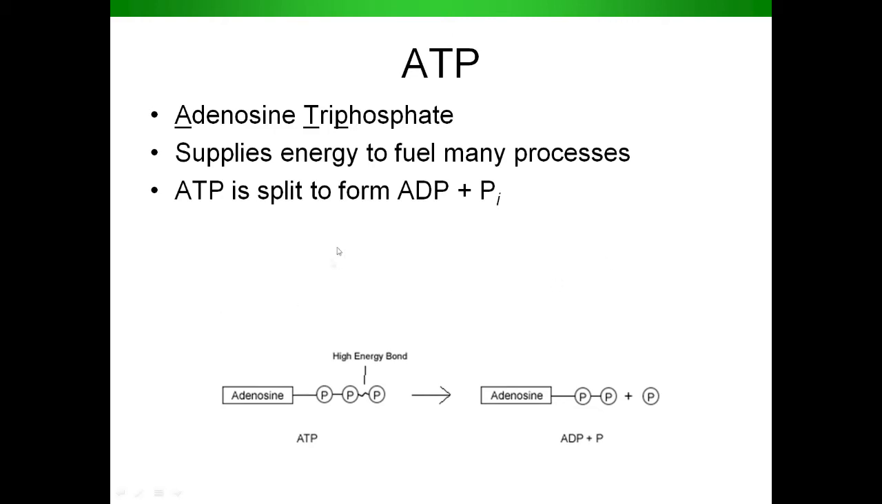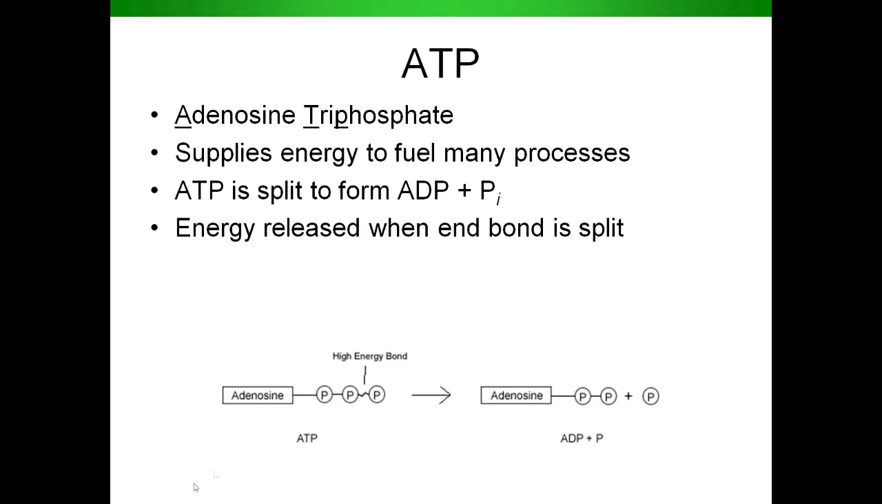Okay. Now, the reason we split ATP into ADP and the phosphate, and by the way, ADP stands for adenosine diphosphate, the reason we do this is because there's a lot of energy in this end bond right here. Okay. And so when we break that bond, we release that energy, and that energy can be used to do things in the body. So, energy is released when that end bond is split.